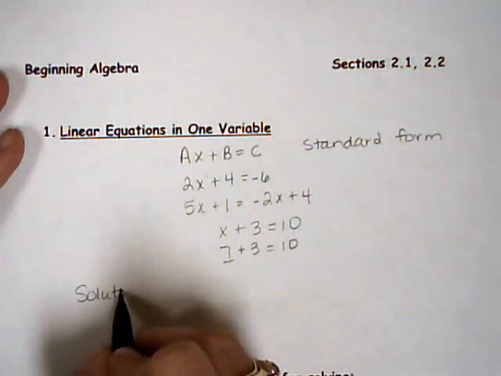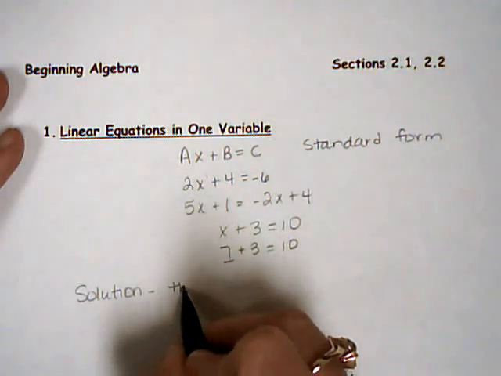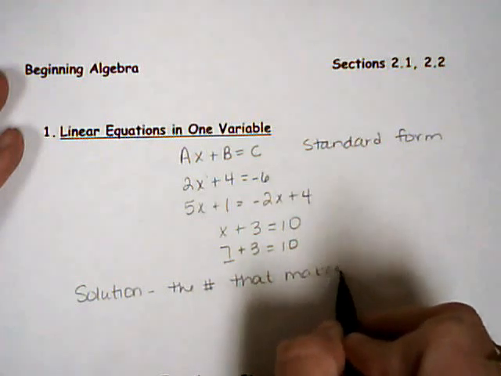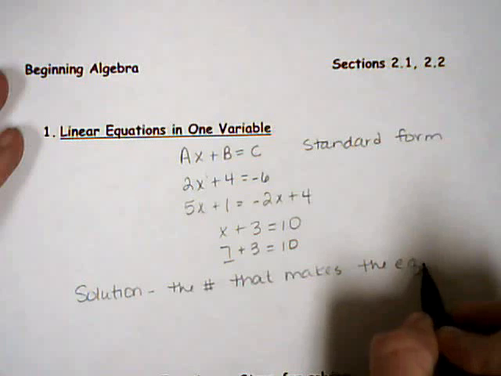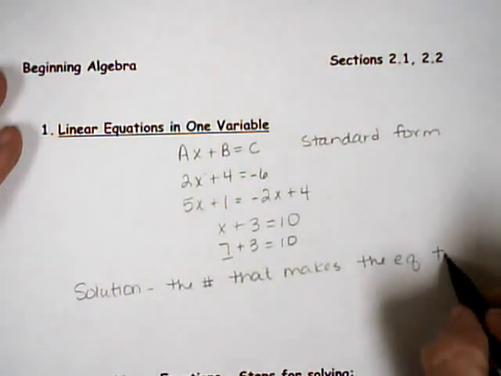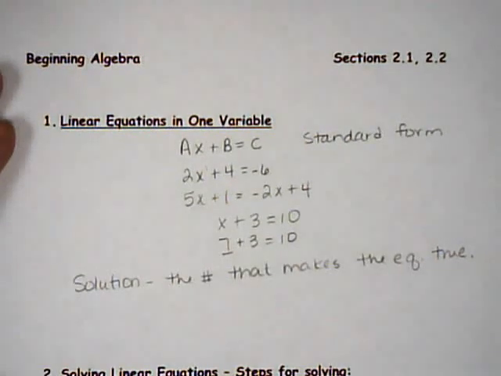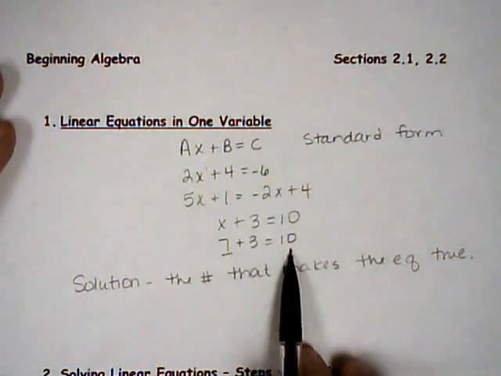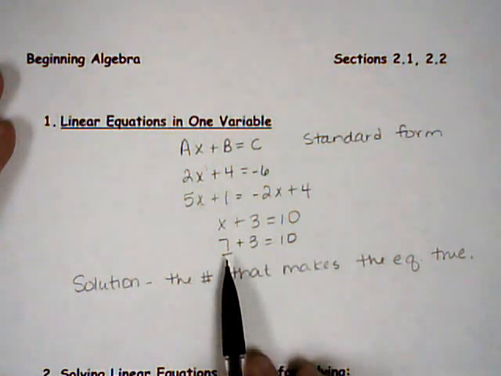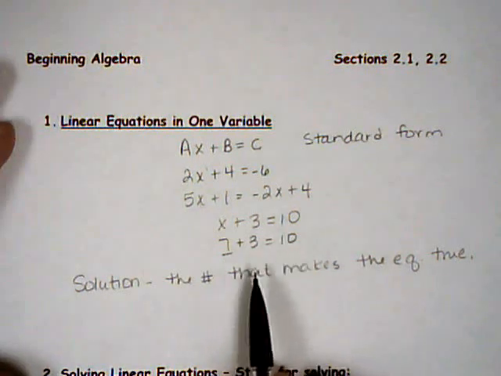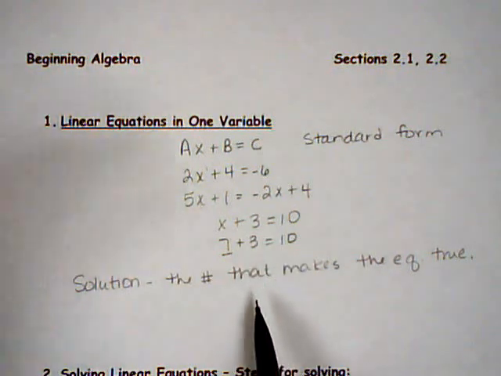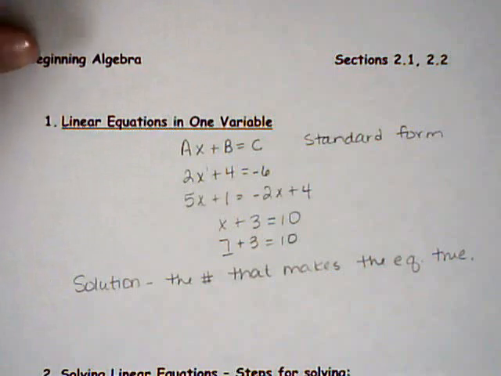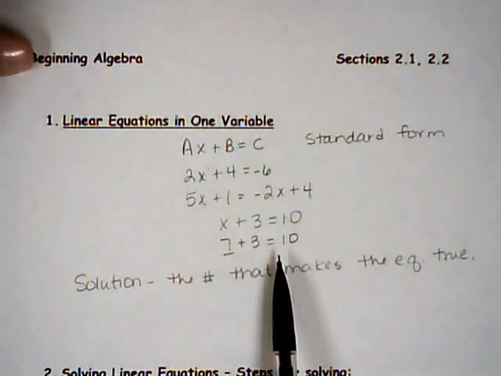And by definition we say that the solution is the number that makes the equation true. So if I were to simplify this on out, I would get 10 is equal to 10, which is a true statement. So that verifies that 7 is the solution to this equation. Like I said before, we're going to go through a series of algebraic steps that will help us find the solution for equations that we can't just look at and tell.